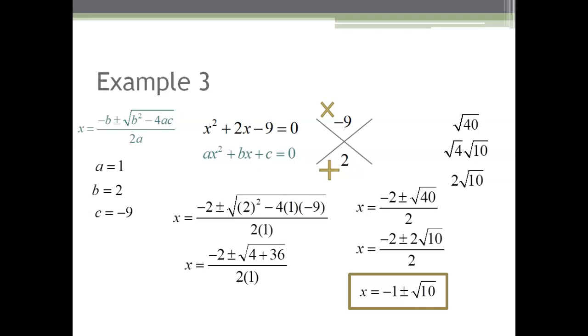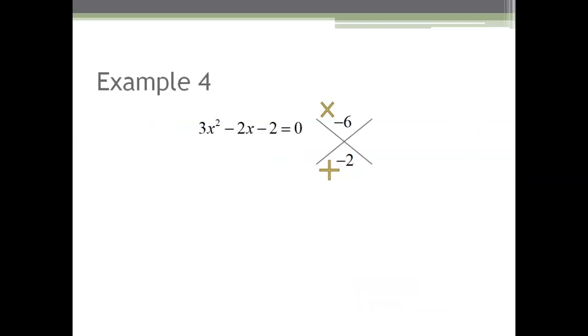All right, we're going to do one more example. We have 3x squared minus 2x minus 2 equals 0. Same process. Double check to see if it's factorable. So 3 times negative 2, negative 6. And then b is negative 2. So two numbers that will multiply to negative 6 and add to negative 2. So you're thinking 1 and 6, 2 and 3. It looks like we have to use the quadratic formula.